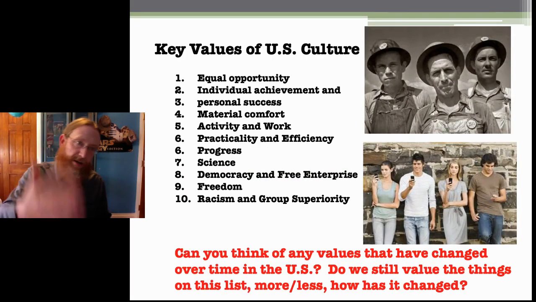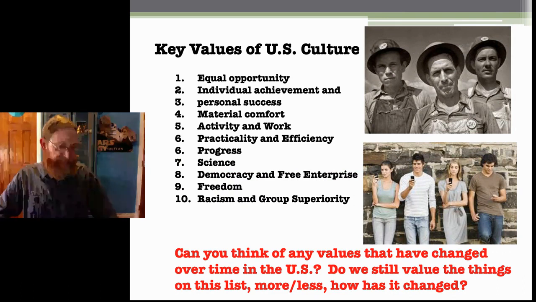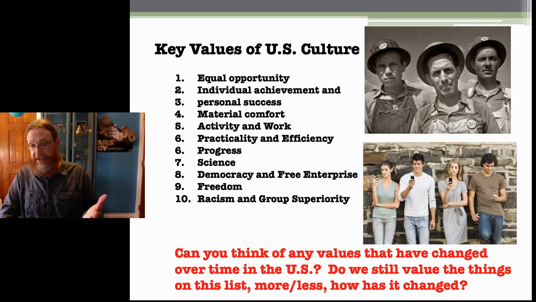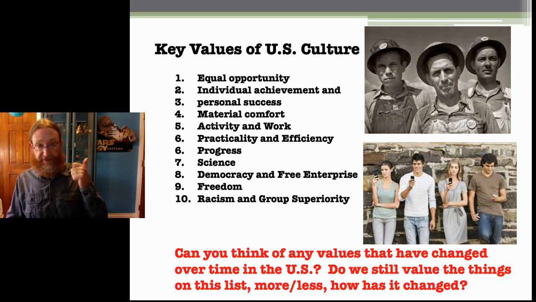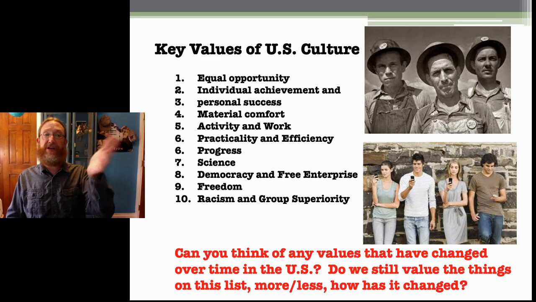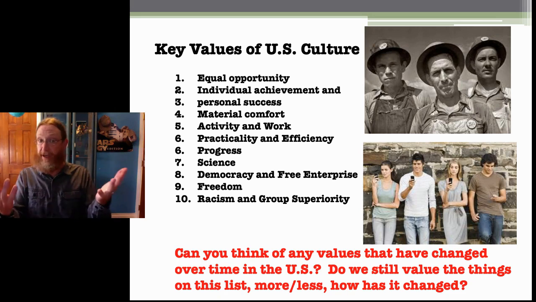So these are key U.S. culture values from the 1930s, I believe, listed when this was taken. Equal opportunity, individual achievement, personal success, material comfort, activity and work, practicality and efficiency, progress, science, democracy, free enterprise, the notion of freedom, and of course, racism and group superiority.